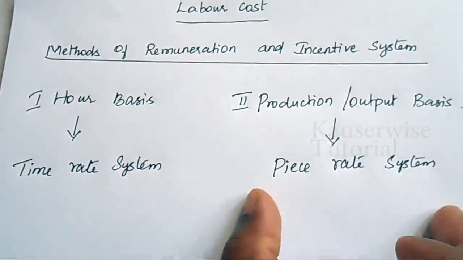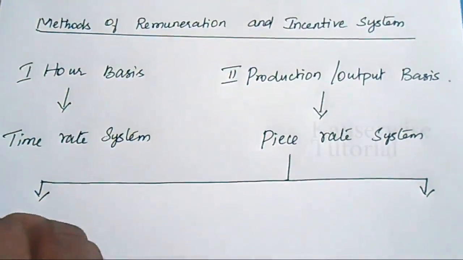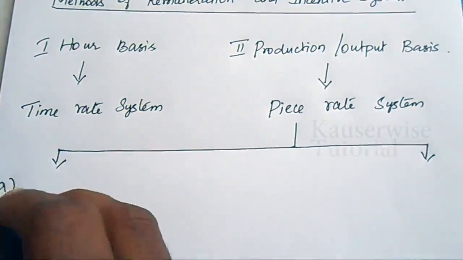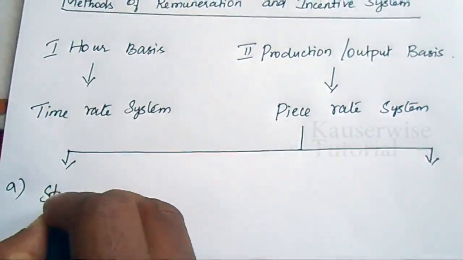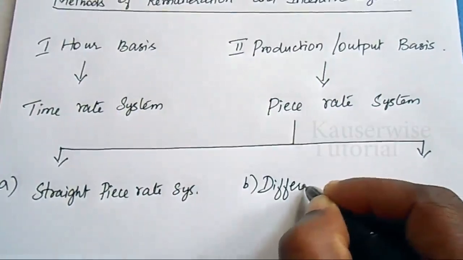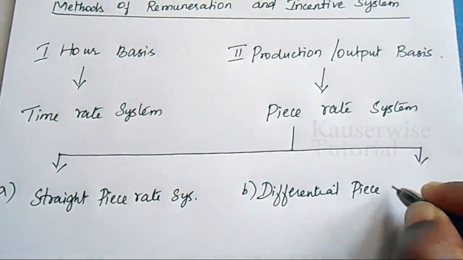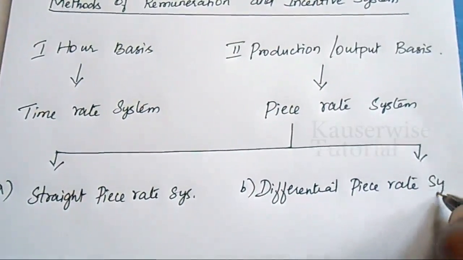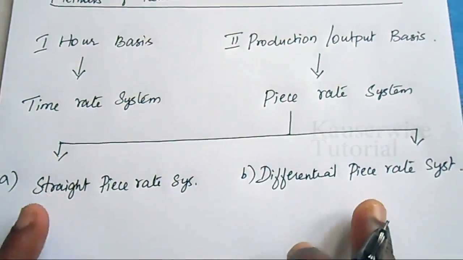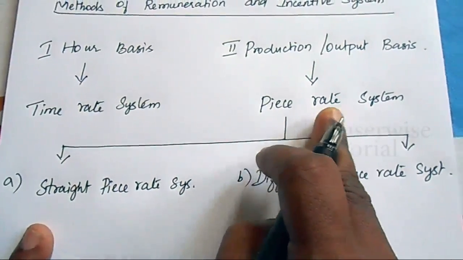This piece rate system is again classified into two categories. One is the straight piece rate system, and the second one is the differential piece rate system. These are the two divisions which come under the piece rate system.